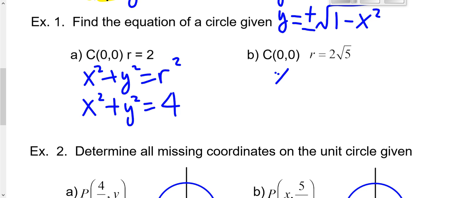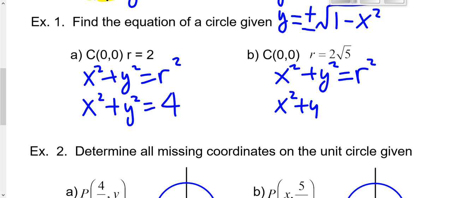So x squared plus y squared equals r squared. If you look at this, the only thing we know for sure is the radius, which is 2 root 5. So if you write this, x squared plus y squared equals r, which is 2 root 5, and then you square the whole thing.